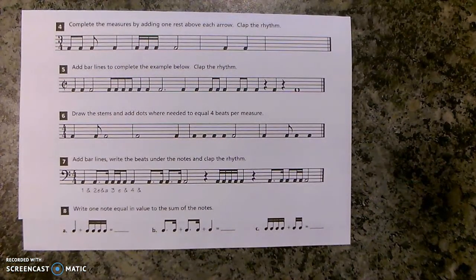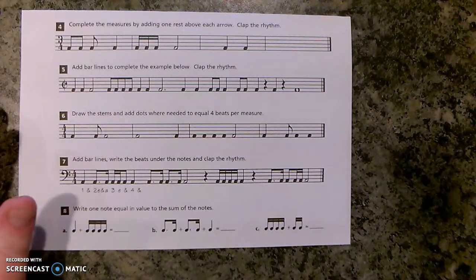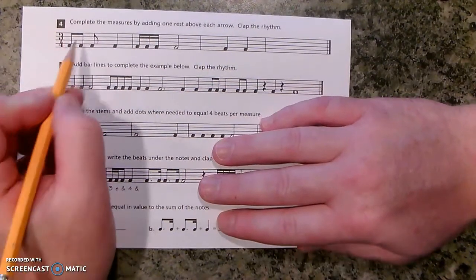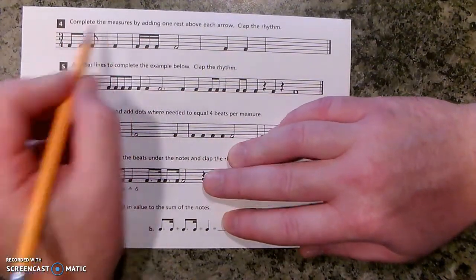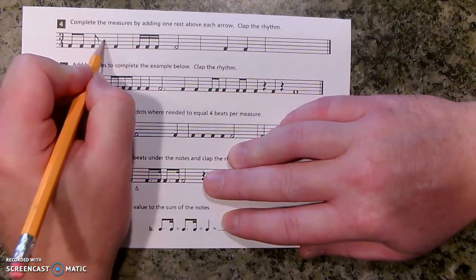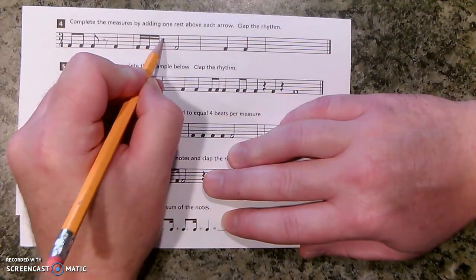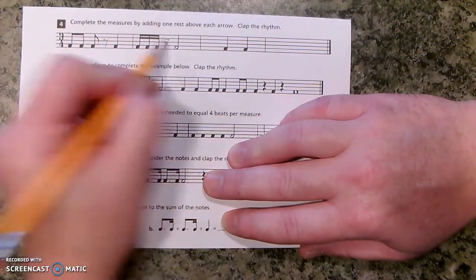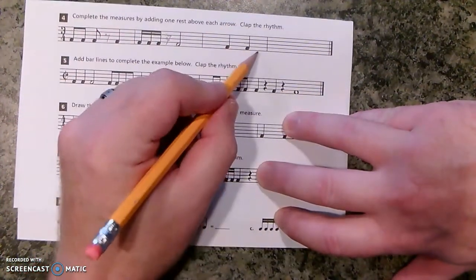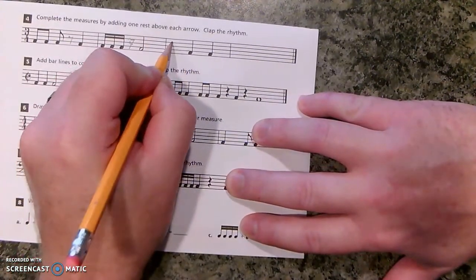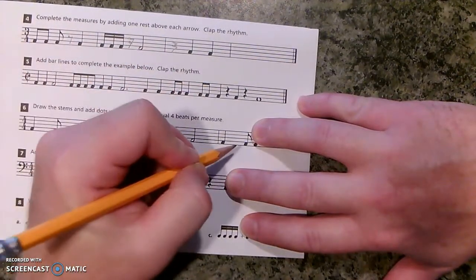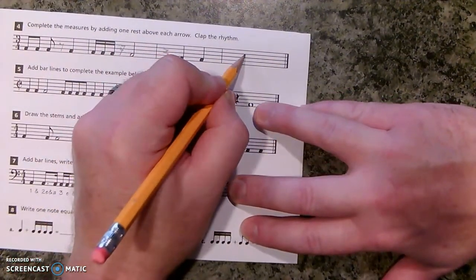Number 4, complete the measure by adding 1 rest above each arrow. Oh, I don't see any arrows there. I guess the copy machine must have left those off, but we can figure out what goes there. All right, so 1 and 2. So we need an 8th rest right here. Right here we would need a 16th rest. Right here we would need a quarter rest. We're in 3/4 time. Here we would need a whole rest.